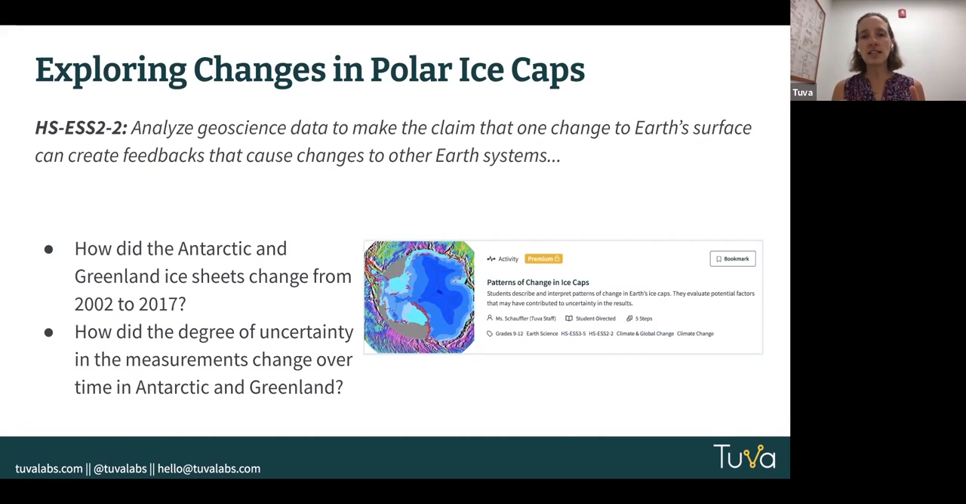So we can use a data set on the patterns of change in ice caps, a data set about water masses in our different ice sheets, to answer questions like, how did the Antarctic and the Greenland ice sheets change from 2002 to 2017, a similar time frame to what they've looked at for other data sets? Or how did the degree of uncertainty in the measurements change over time in Antarctica and Greenland, as that uncertainty piece is always a critical piece of science.